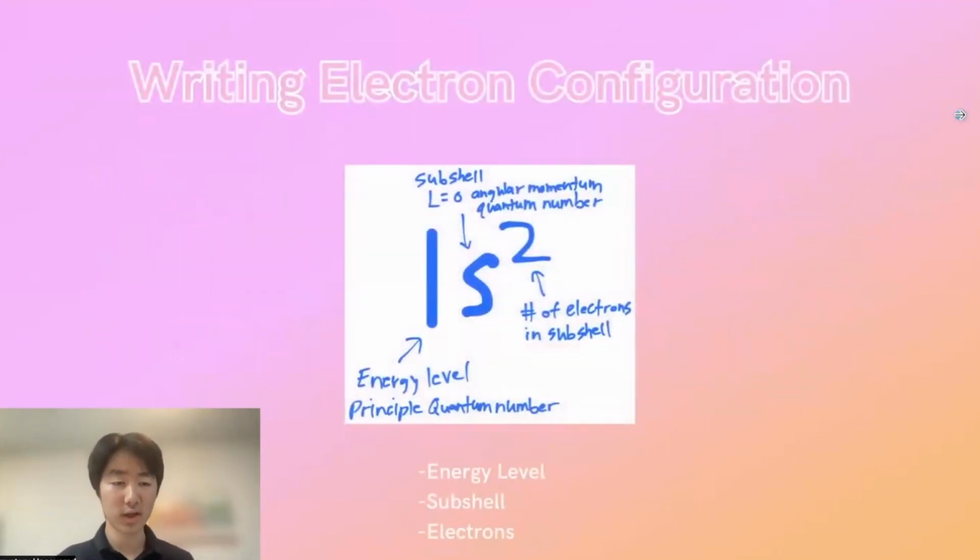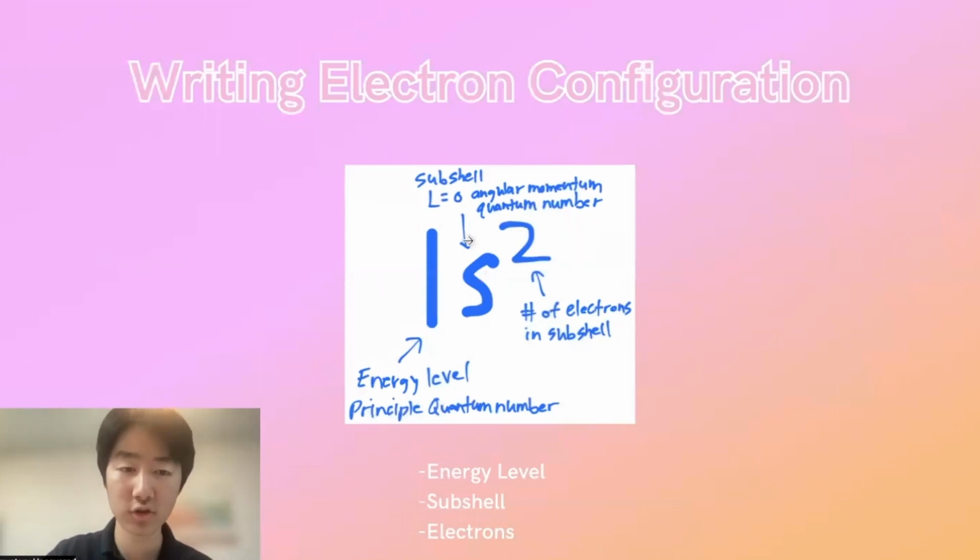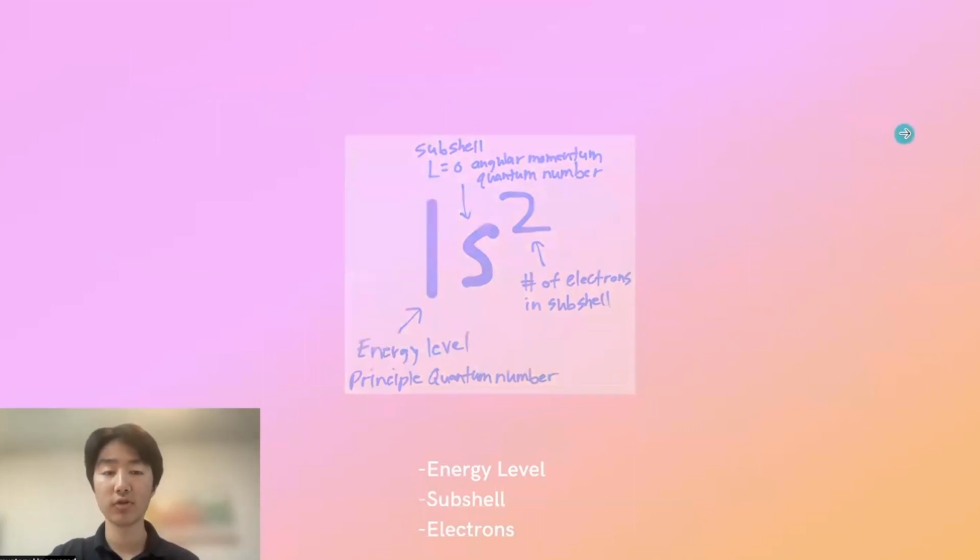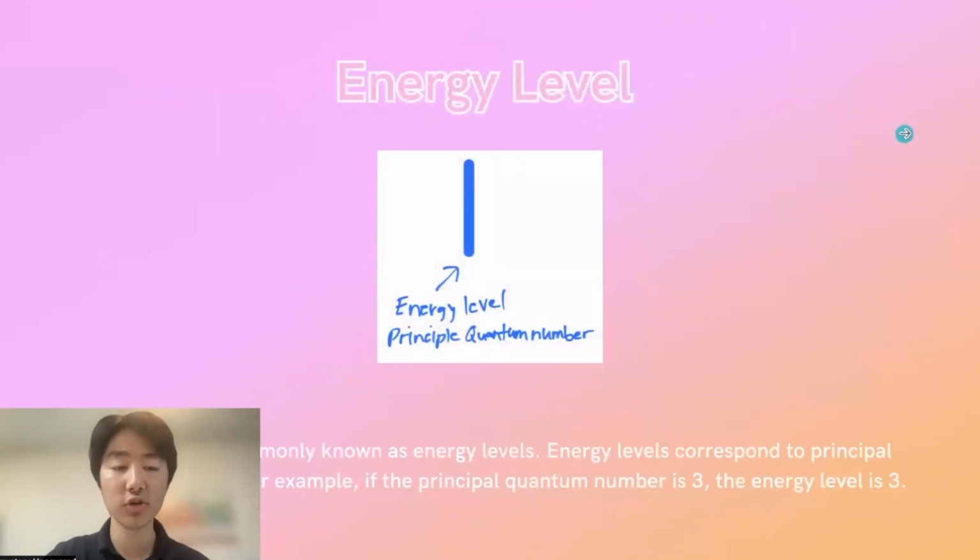And now we're going to get into the meat and bones of writing electron configuration, right? The three main portions of the electron configuration notation are the energy level, which looks like a coefficient, the number 1 in this case, the subshell, which is a letter, and then the number of electrons, which is a superscript, right? To start off, the energy level is also commonly known as an atomic shell. Energy levels correspond to the principal quantum number. I'm sorry that is blocked, but it is the principal quantum number. So if the principal quantum number n value is 3, then the energy level is 3.